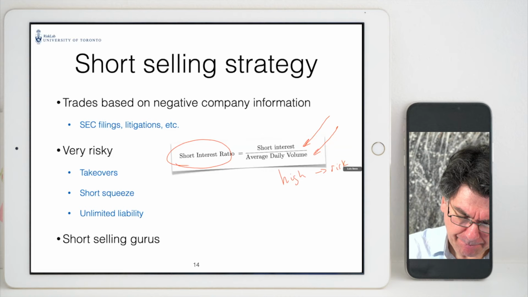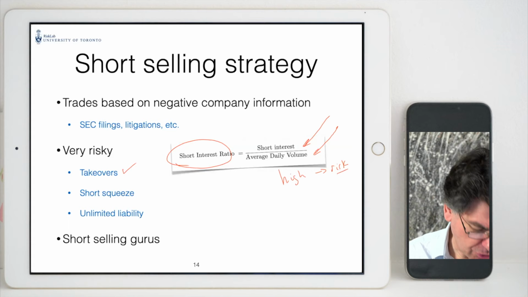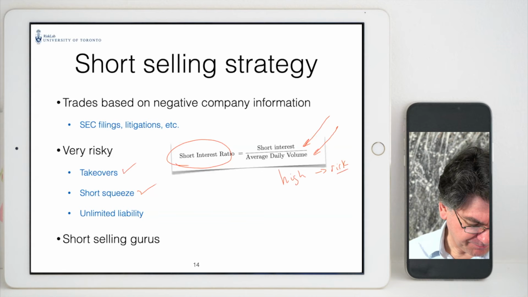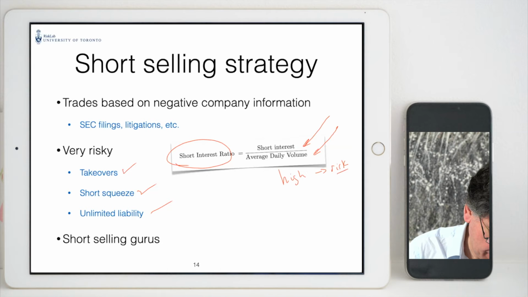If this number is low, risk is low. Okay? Takeovers are a source of risk. If a company is taken over, the price can go up by four times, like we saw. Short squeeze, we saw the case of Volkswagen. And the thing with going short is there is no end to how much money you can lose. The stock could go up by 10 times and then you lose 1,000%. There's unlimited liability. So it's a style that you have to do very, very carefully.